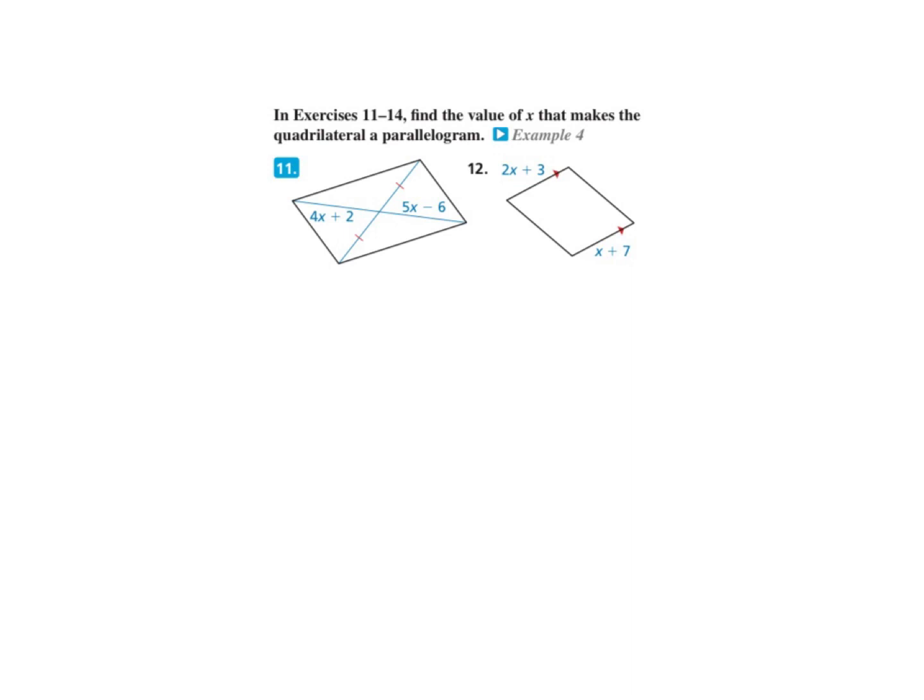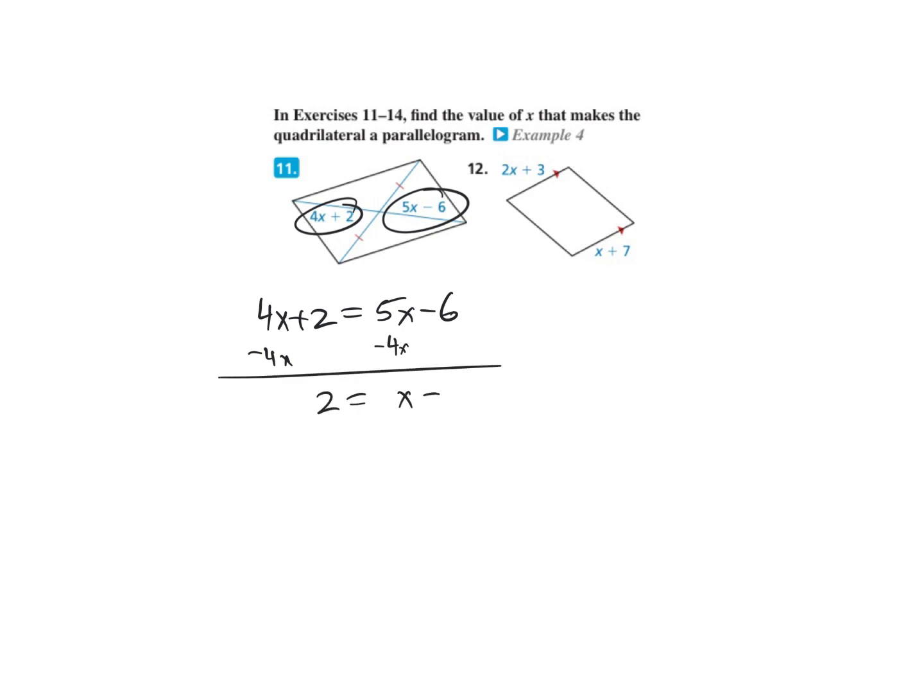Same type of thing here, except you have a different theorem that you're dealing with. So the diagonals bisect each other to make this a parallelogram, which means those two have to be equal. So 4x plus 2 has to be equal to 5x minus 6. Okay, so subtract 4x. You could subtract 5x to the left if you wanted to. So 8 is x. All right, and again, parallel and congruent theorem.